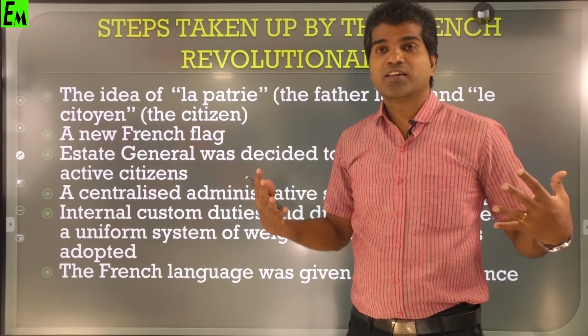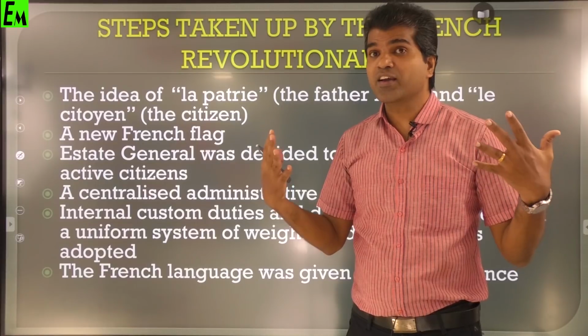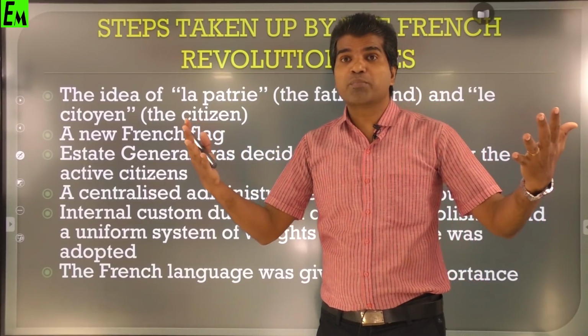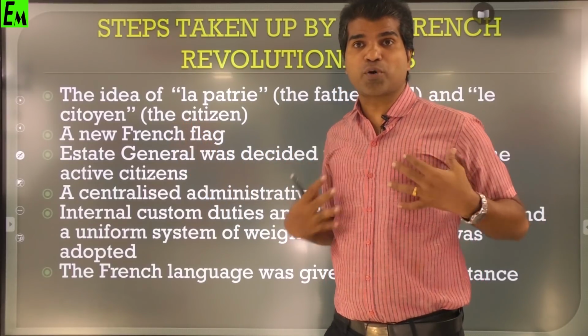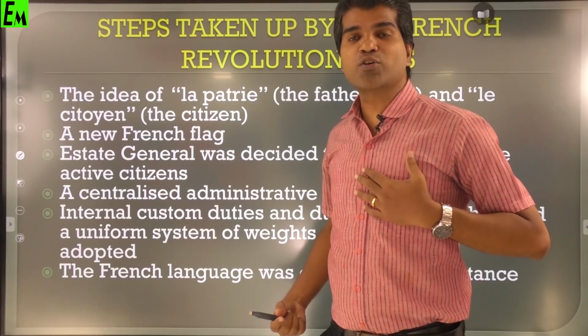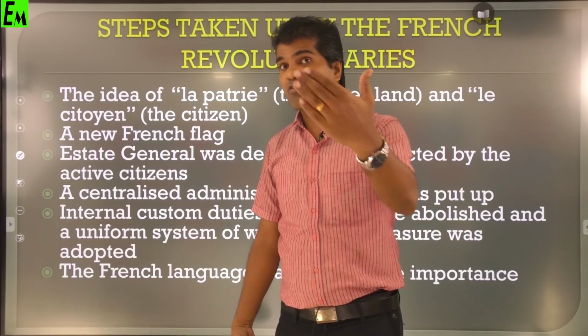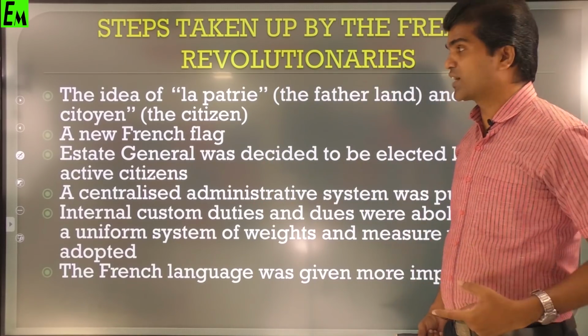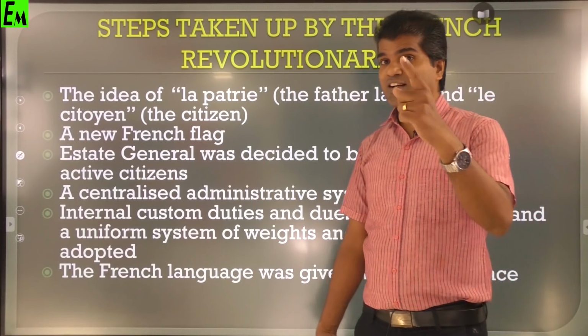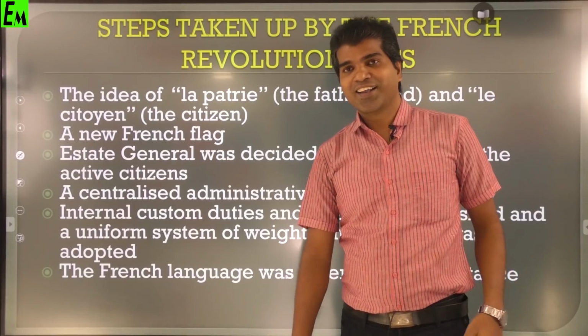Emotionally, they attracted the people. By hearing this itself, so many people were attracted to the revolution. I want to protect my father's land, at any cost I want to protect it. So they came forward. That was the first step taken by the French revolutionaries: la patrie and les citoyens.